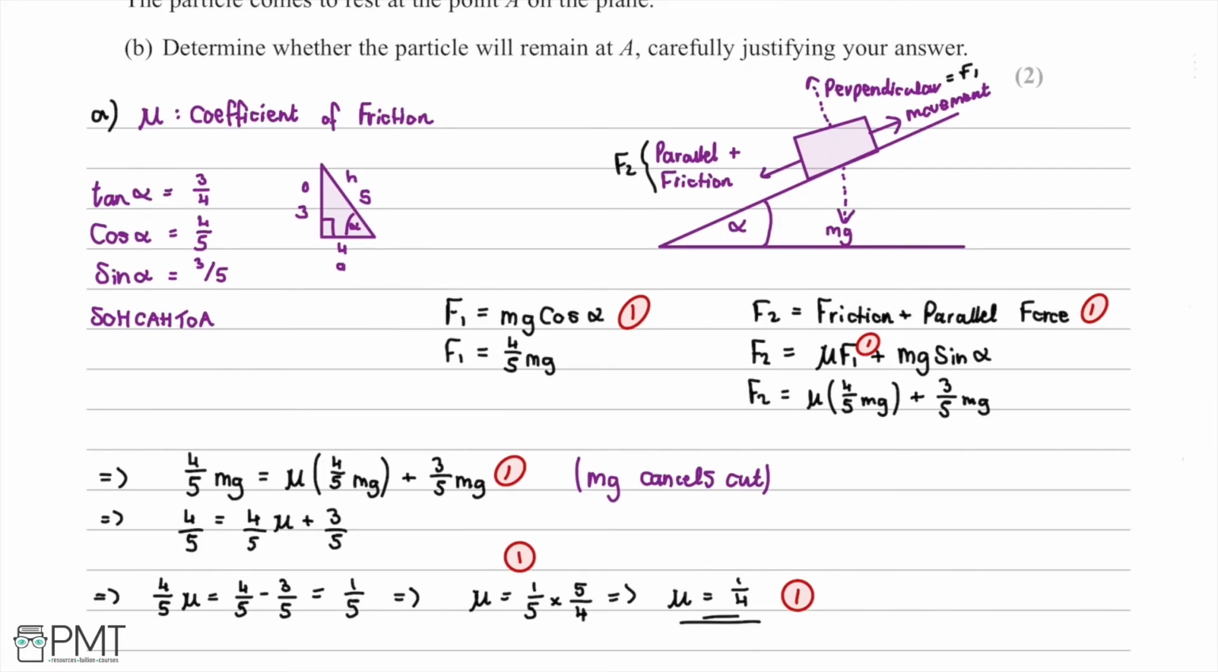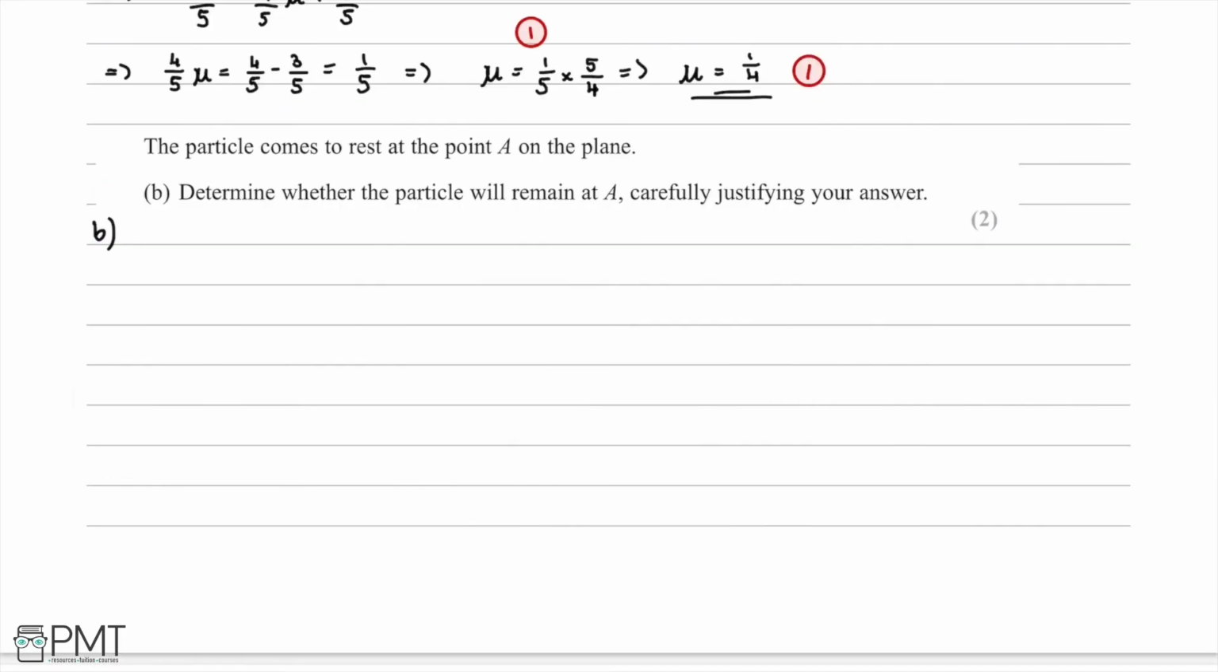So in part B of this question, we're told that the particle comes to rest at the point A on the plane. And we're asked to determine whether the particle will remain at A, and we're to carefully justify our answer. So we're just going to redraw our diagram. So we'll have our horizontal here, and then we have our slope, as you can see here. We know that angle is still alpha. And we now have our box is going to be here.